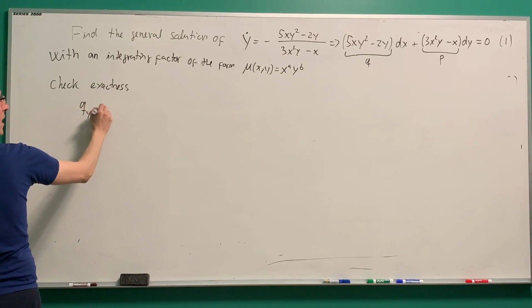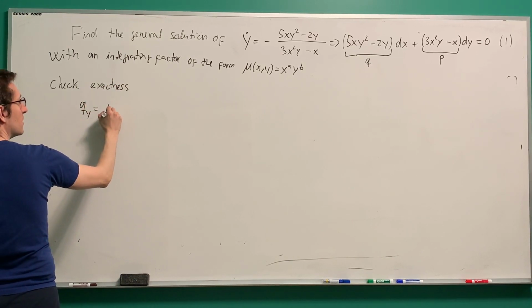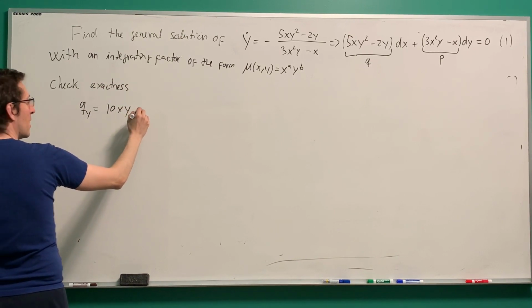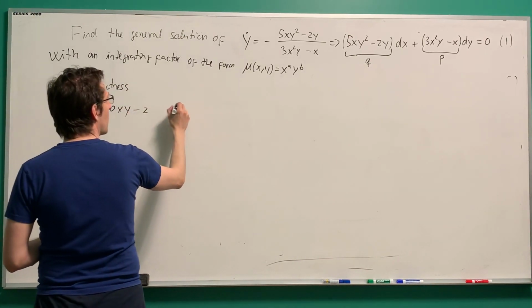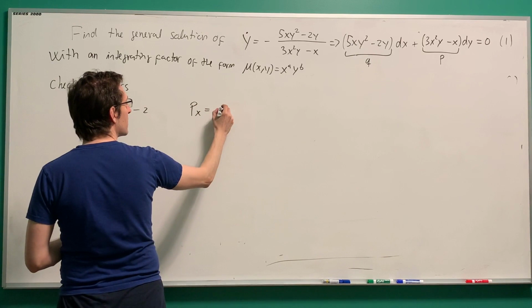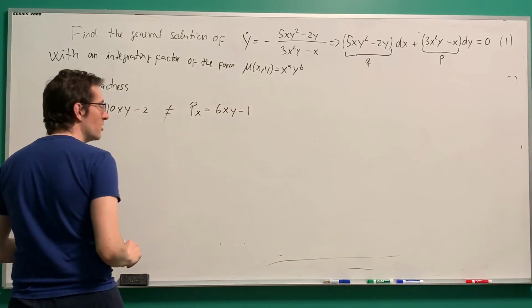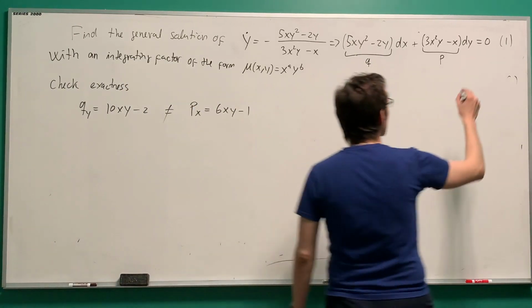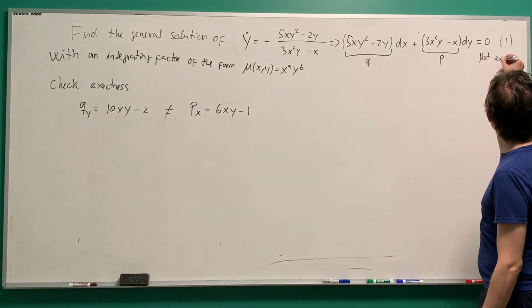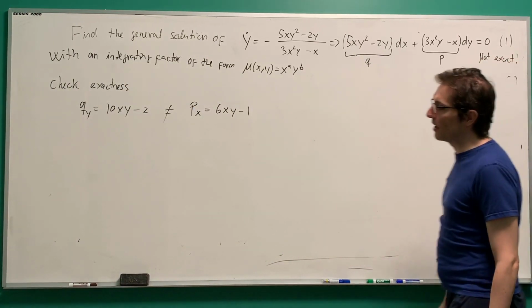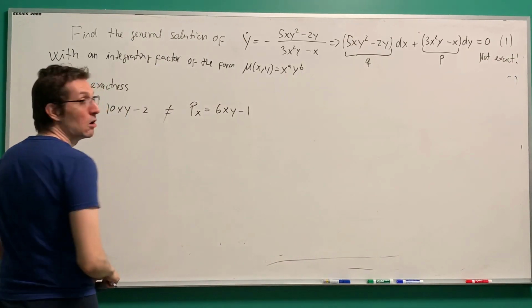Q with respect to y is equal to 10xy minus 2. And then P with respect to x is 6xy minus 1, certainly not the same. So the equation is not exact. What a surprise. All right then.